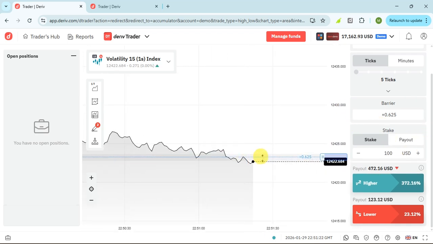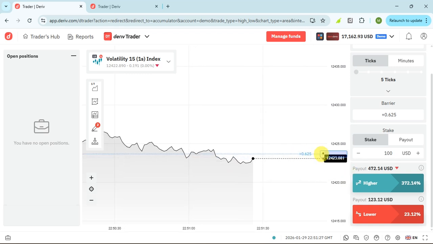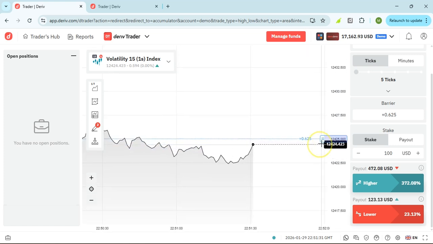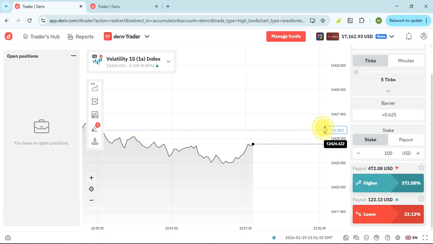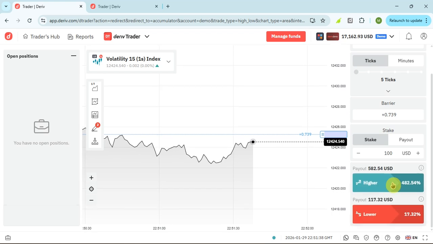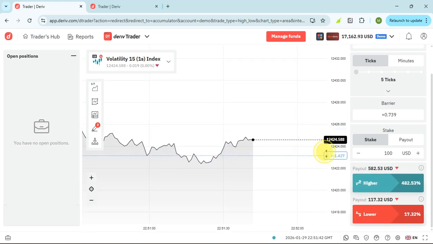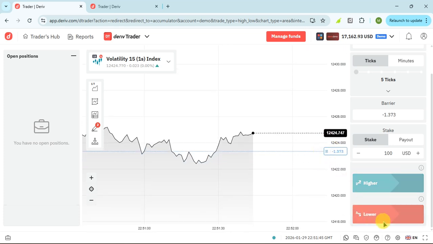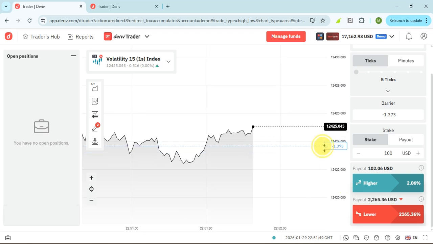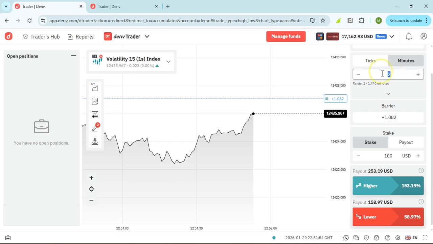And then here we have a dotted line that you can see. This is the barrier, and you can move it up or down. You just hold on it, and then you move it above or below. The more you move it above, the higher the profit will be. The more you move it below the price, the lower the profit will be. So you also need to know that. And then the more you increase the time, the more the profit will decrease.